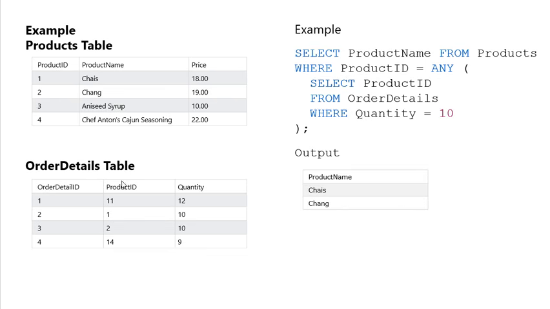and WHERE ProductID, which is in both tables, equals ANY, and inside the subquery write SELECT ProductID FROM OrderDetails, to find the ProductID where the Quantity equals 10 or not. So ProductID 1 and 2 have a quantity of 10, so the data is fetched for ProductID 1 and 2, and the product names are shown in the output as Chais and Chang.